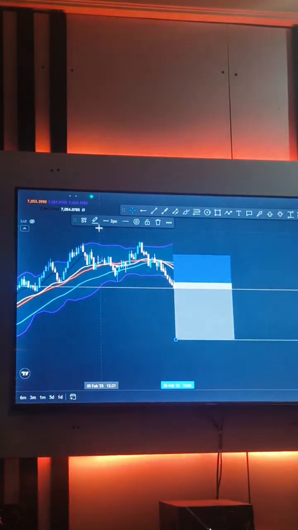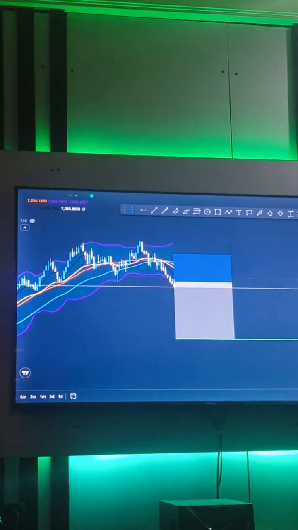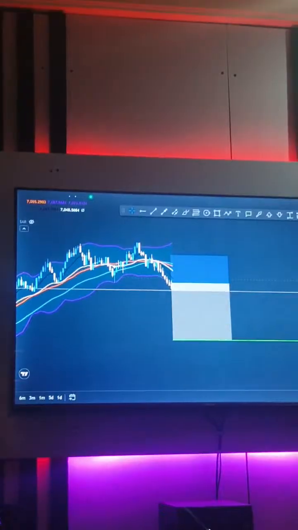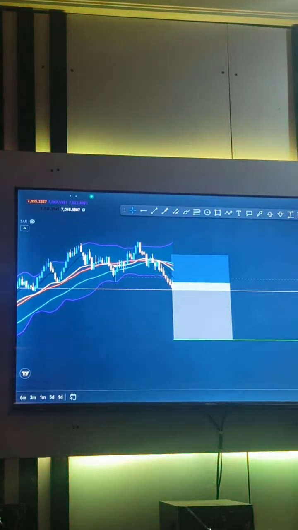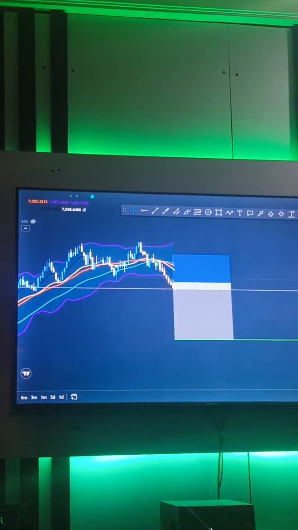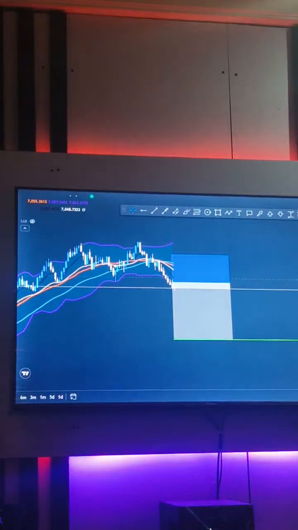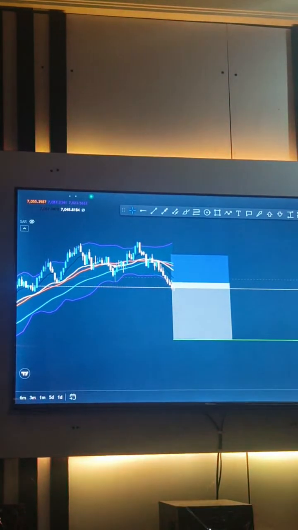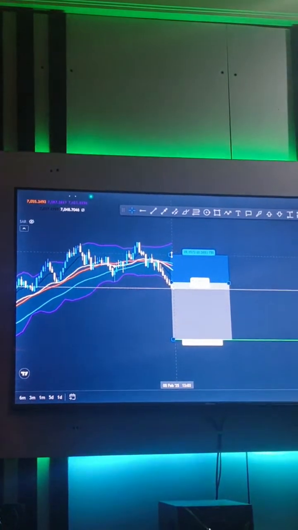You can sell V75 1S now with 1:2. Perfect entry, guys. This trade is going to give us something like 1:3, 1:4.